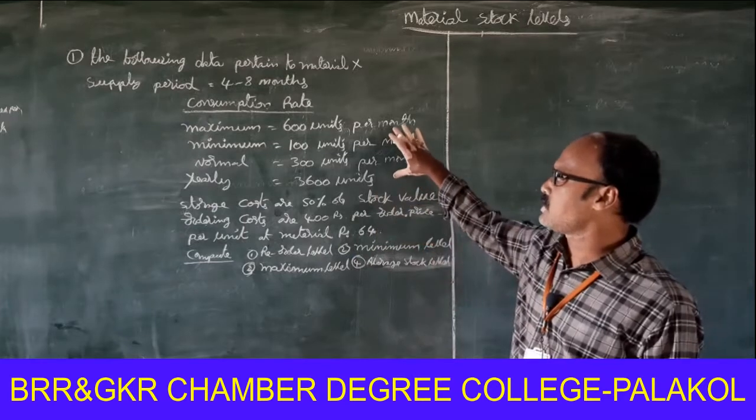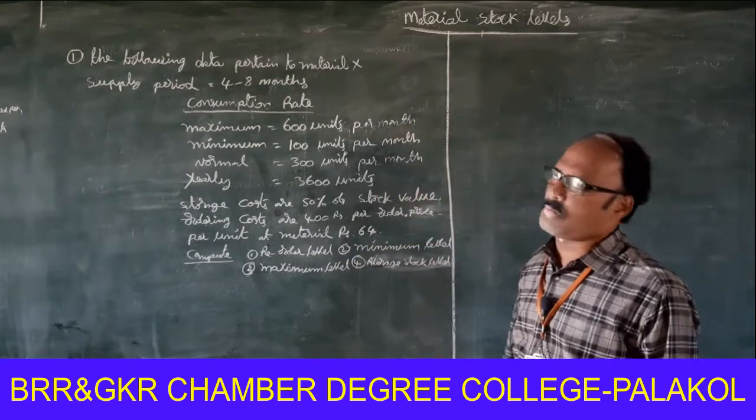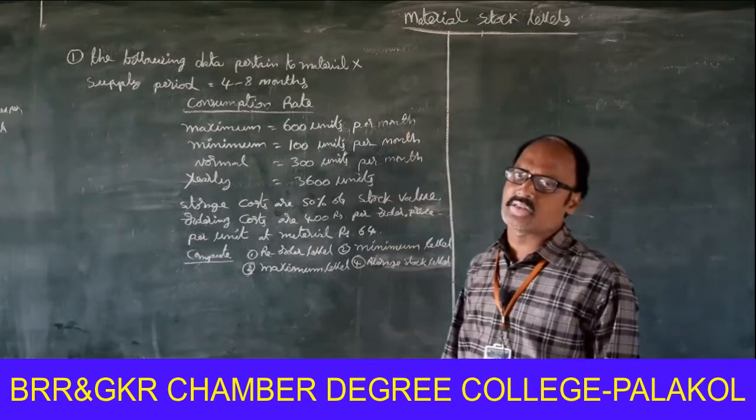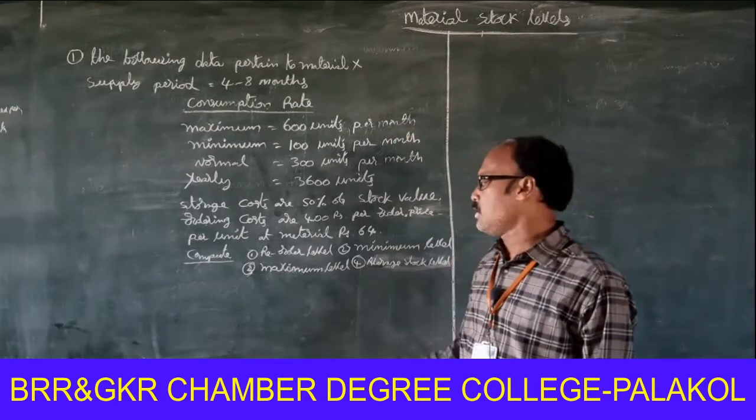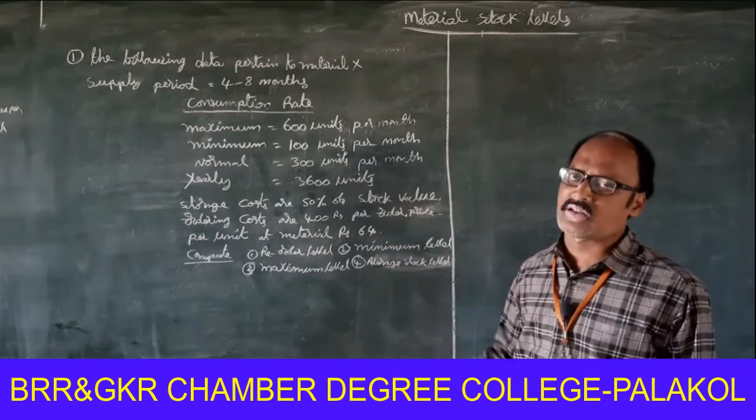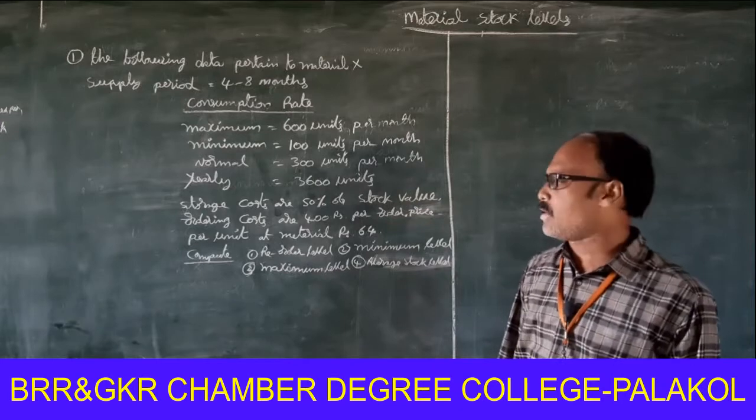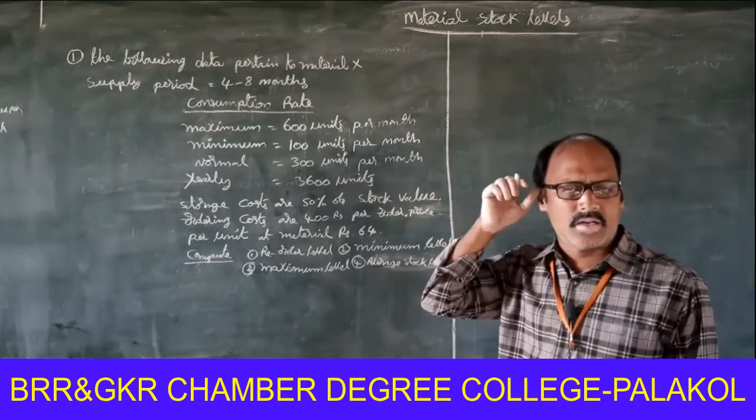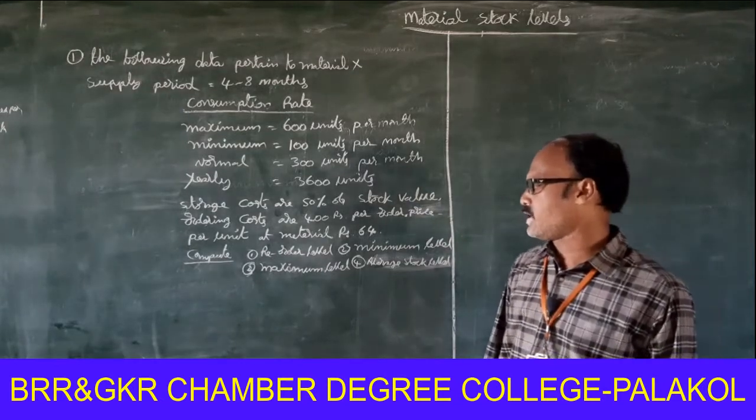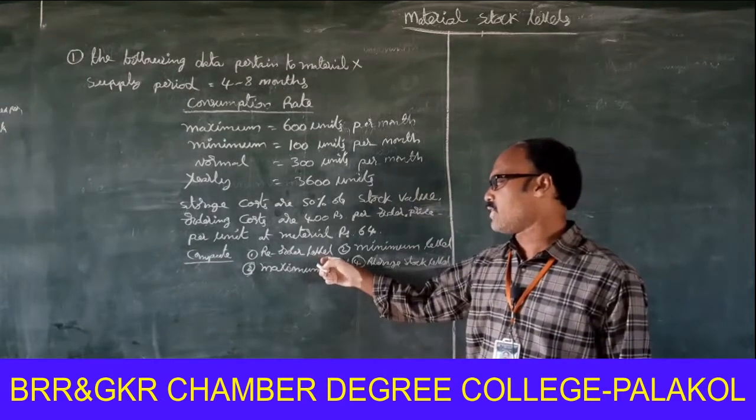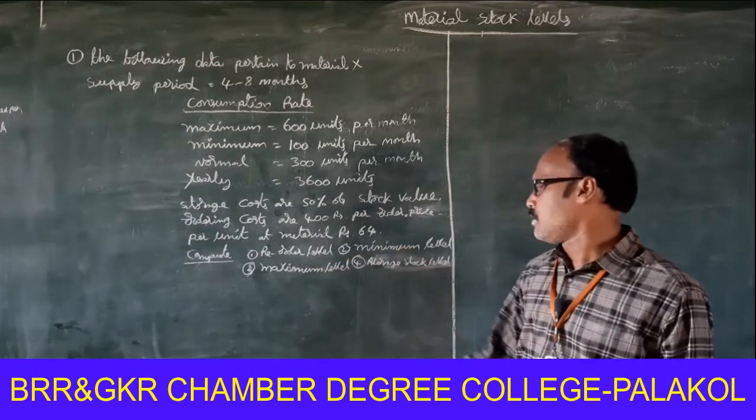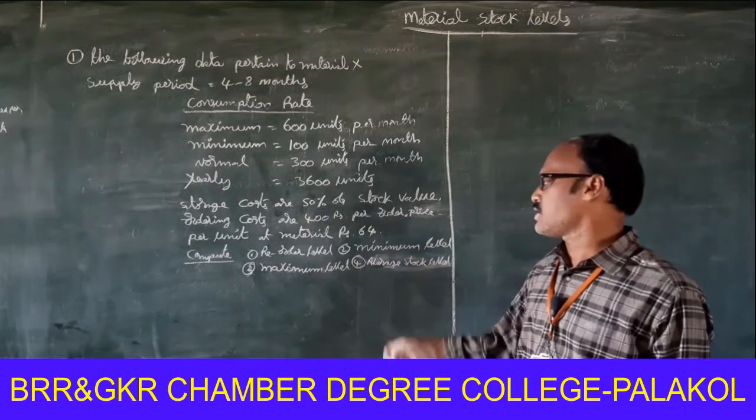The main thing is that reorder quantity is not available in this problem. Reorder quantity is nothing but EOQ. So this is all the information necessary for calculation of EOQ, economic order quantity, which is nothing but reorder quantity here. First, compute reorder level. Next, minimum stock level, maximum stock level, average stock level.